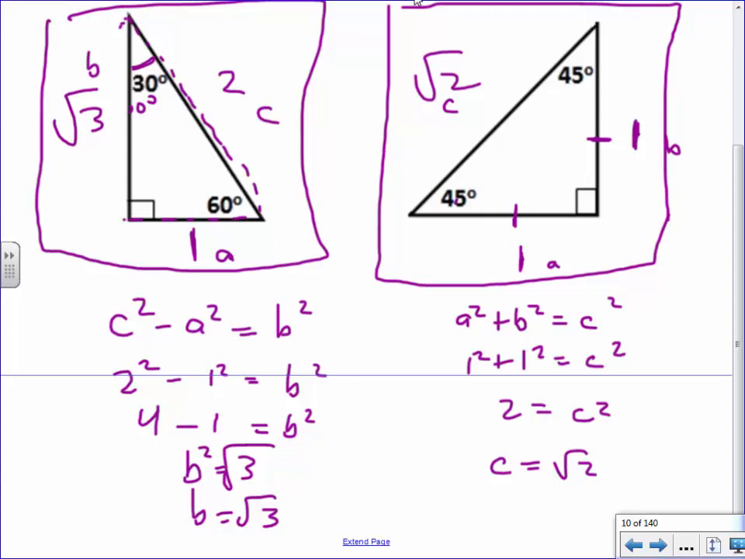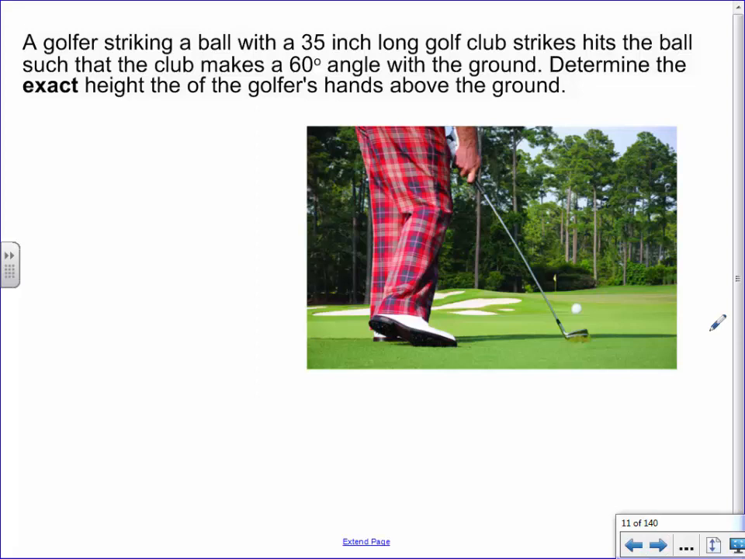Let me show you how now. Let's find an example. Here's an example. I like the golfer's pants, by the way. Stellar golfing pants. Okay, here's a scenario. A golfer is going to strike a ball with a 35-inch long golf club, and he strikes the ball in such a way that the club makes a 60-degree angle with the ground. My question is, tell me exactly how high the golfer's hands are above the ground.